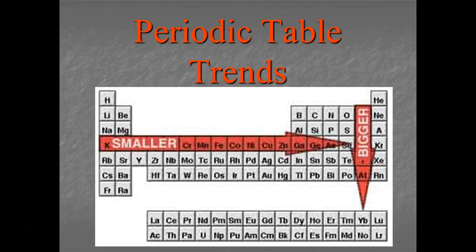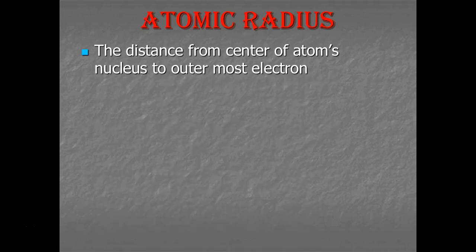In this presentation, I'm going to talk a bit about the periodic trends that exist on the periodic table. There are a few of them that we're going to discuss, and I'll go through them one at a time and explain what they mean, and then explain what the trend is and why that trend exists. So this first one is atomic radius.